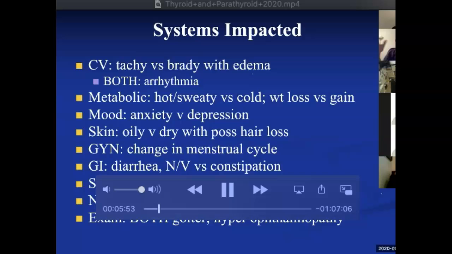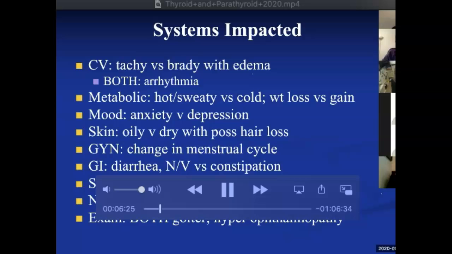With the GI system, with hyper, you could have nausea, vomiting, diarrhea, whereas with hypo, everything's slow, so you get constipation. Even though in hyperthyroidism you get insomnia, both with hypo and hyper, people feel tired. A tremor might occur with hyperthyroidism. Either of them could potentially have a goiter, a thyroid mass, thyroid lump, or thyroid nodule.